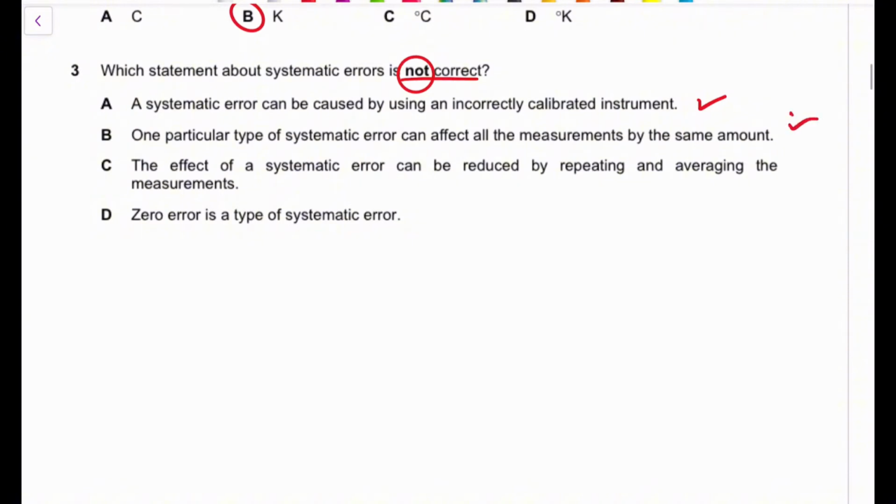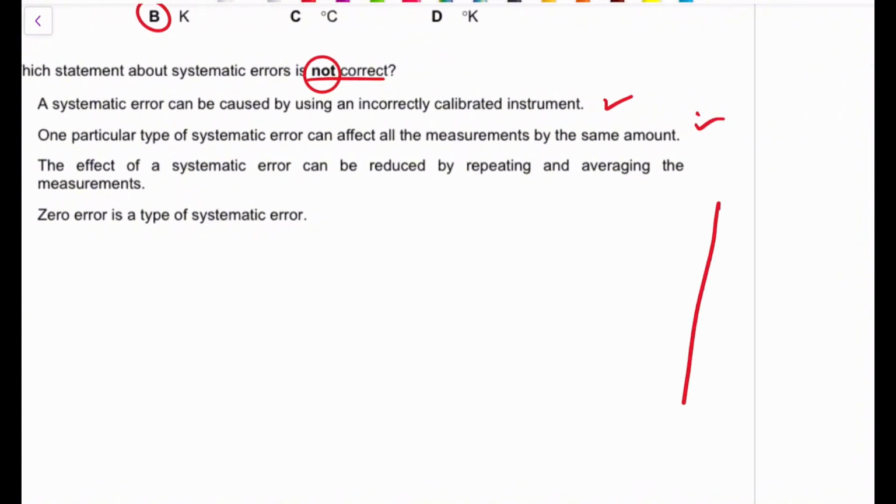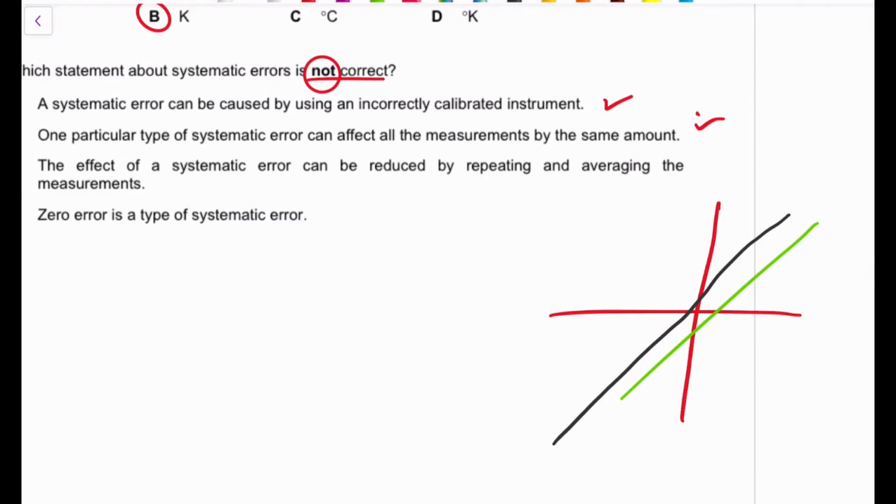What happens with systematic errors is, if this is your original graph over here, a systematic error is going to cause a deviation of the graph, above and below. So basically, this is an overstatement, you're overstating, but here you're understating.